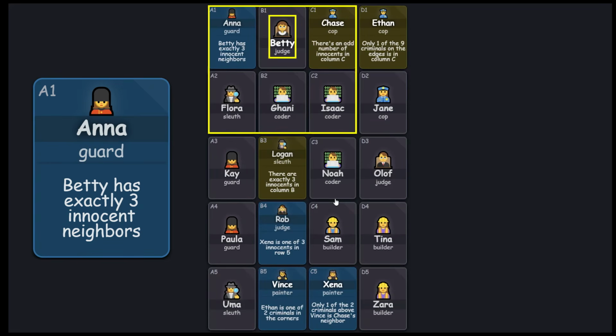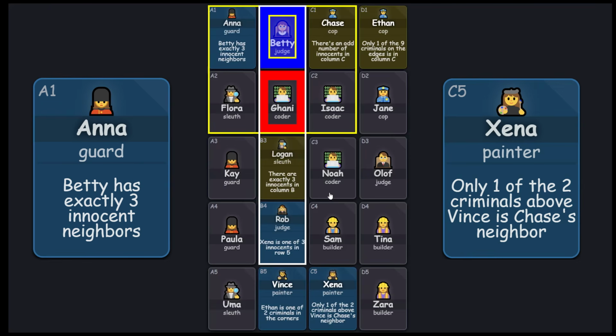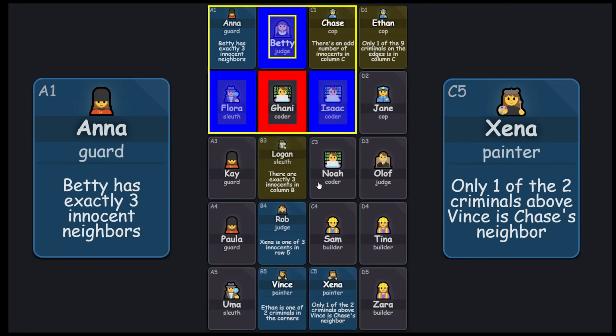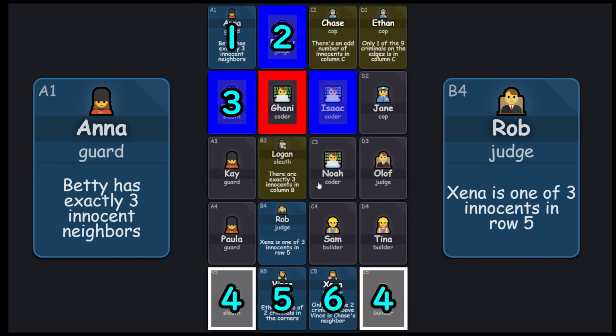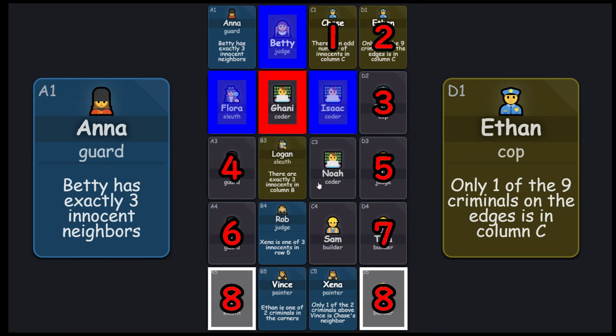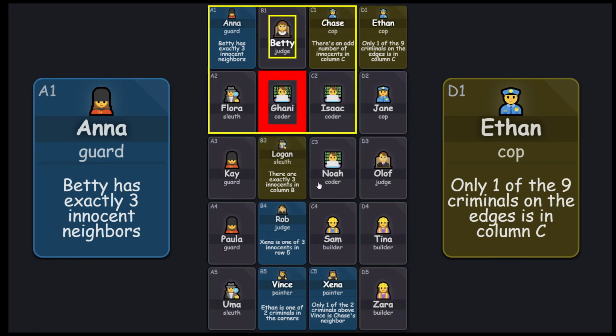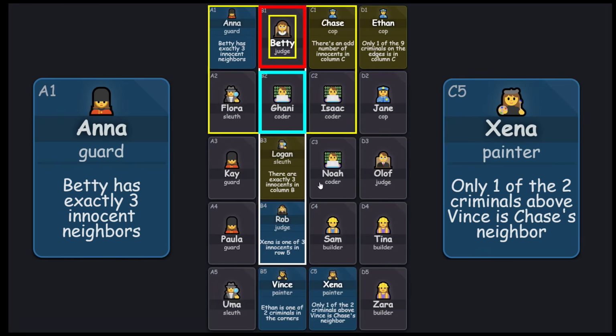Betty has 3 innocent neighbors. If Gani was a criminal, then Betty would be innocent thanks to Zena's clue. Also, since Betty must have 3 innocent neighbors, Flora and Isaac would be innocent as well. But now there are 6 innocents on the edges, and this means there can only be up to 8 criminals on the edges, violating Ethan's clue. Therefore, we can mark Gani as innocent, and Betty as a criminal.